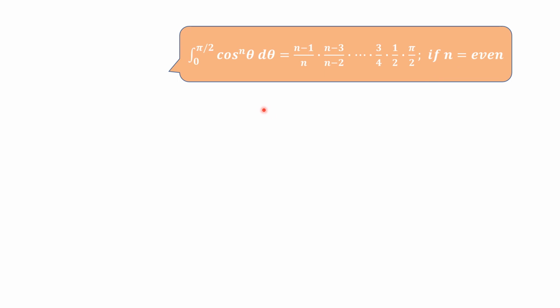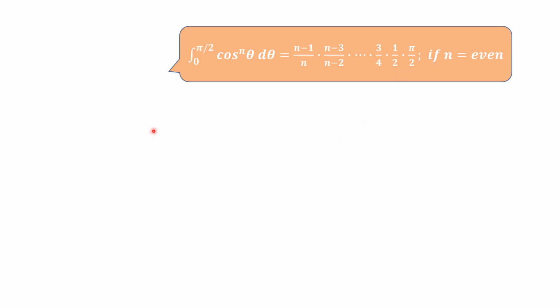In the second integral, n is 2. If we replace n by 2, the first term will be 2 minus 1, that is 1 upon 2. So we will be at the second last term, which is 1 upon 2. Hence, the value of the integral is given by considering all the terms after this 1 by 2. So the value of the required integral is 1 by 2 into pi by 2.